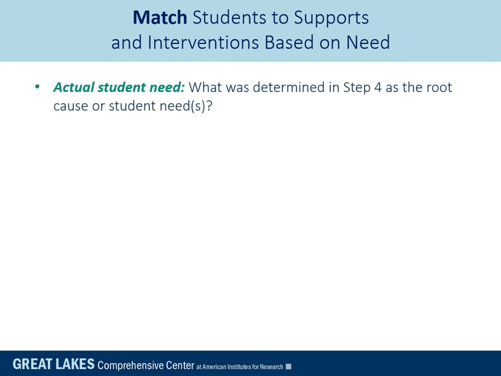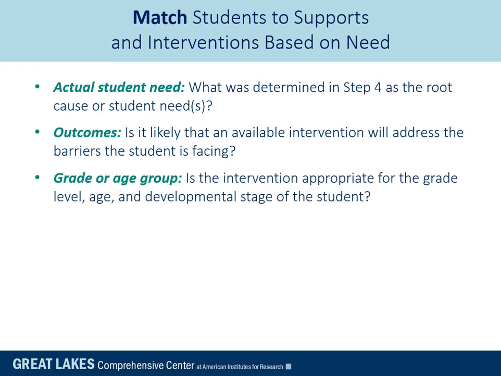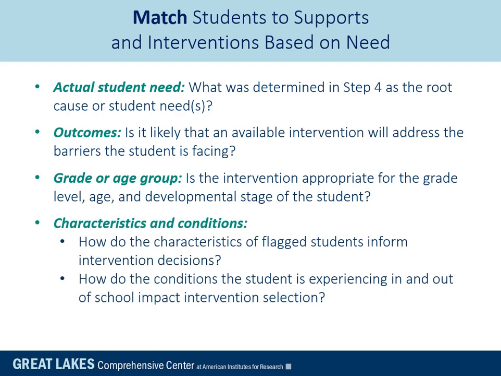Actual student need. What was determined in Step 4 as the root cause or student need? Outcomes. Is it likely that an available intervention will address the barriers the student is facing? Grade or age group. Is the intervention appropriate for the grade level, age, and stage of the student? Characteristics and conditions. How do the characteristics of flagged students inform intervention decisions? How do the conditions the student is experiencing in and out of school impact intervention selection?